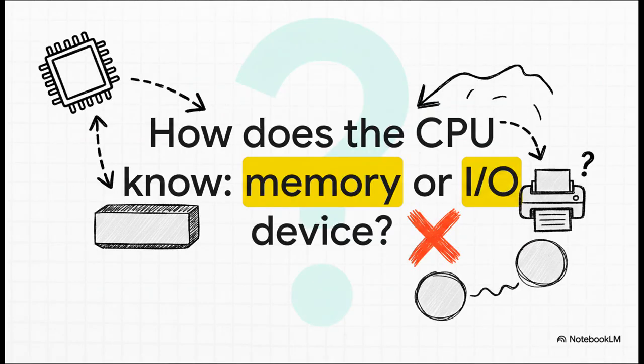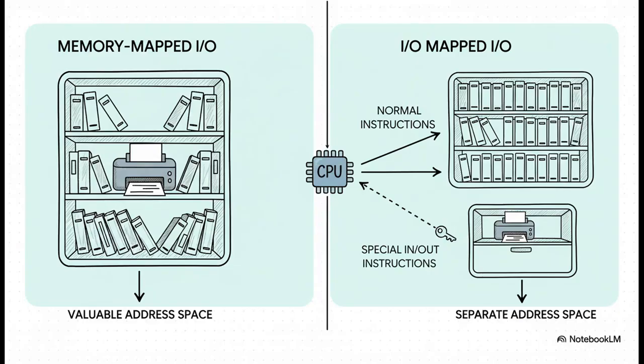But wait a minute, this brings up a huge question, right? If the CPU is just shouting out addresses onto this shared highway, how does it know the difference between address 500 in its main memory and, say, a printer that's also been assigned address 500? That could get really messy really fast. Well, engineers came up with two main ways to solve this.